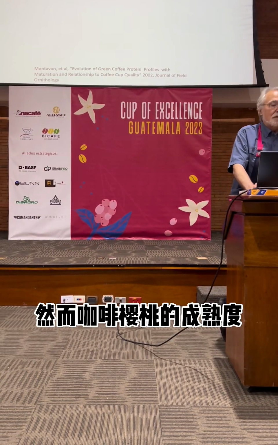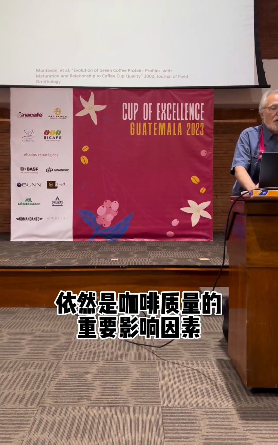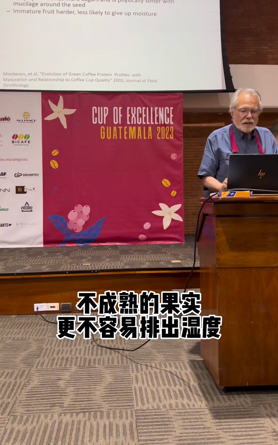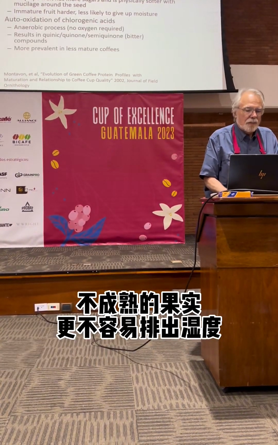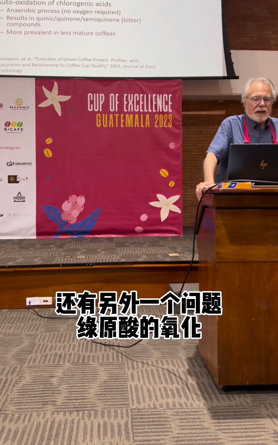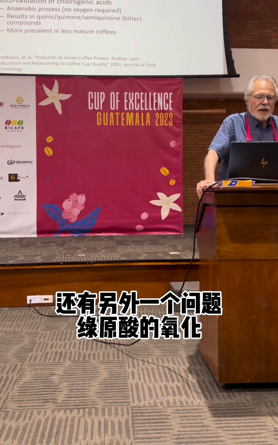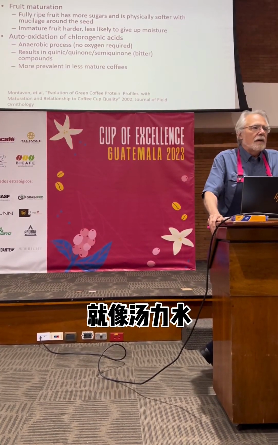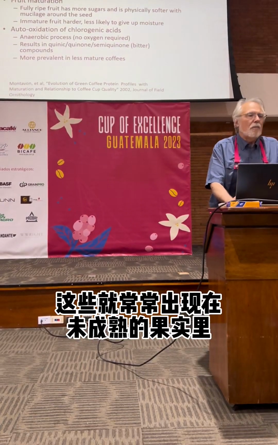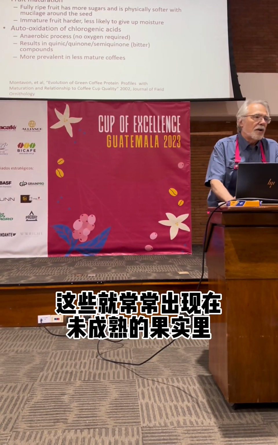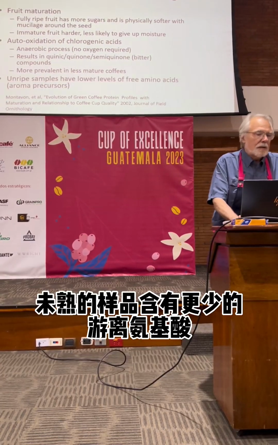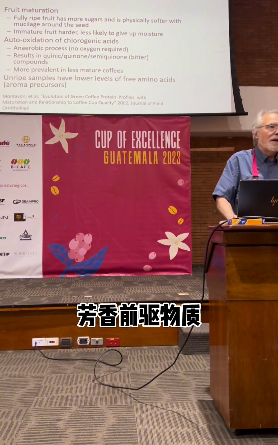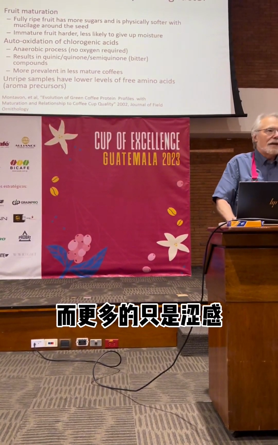However, coffee ripeness is still a major quality driving factor. The immature fruit is harder and is less likely to give up moisture. You have other issues like oxidation of chlorogenic acids, resulting in quinic acid. Tonic water is one example, and these are more prevalent in less mature coffees. Unripe samples have low levels of free amino acids, aroma precursors, plus all of the astringency.